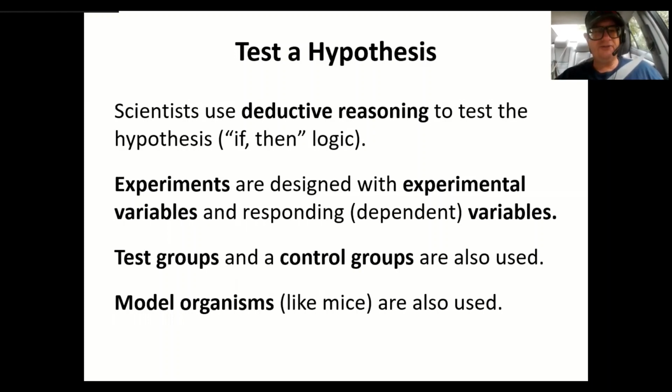It says experiments are designed with experimental variables and responding dependent variables. Dependent variables are the results. And it's easy to remember that because the results depend on what happens in the experiment. So experimental variables would be, in the case of my fish story, the level of chemical we expose the fish to.